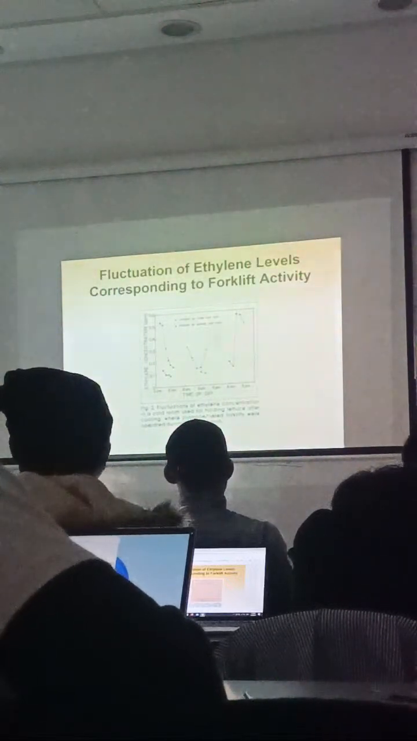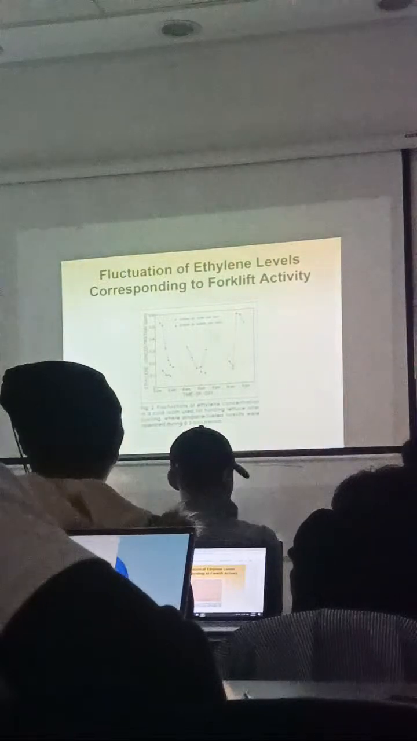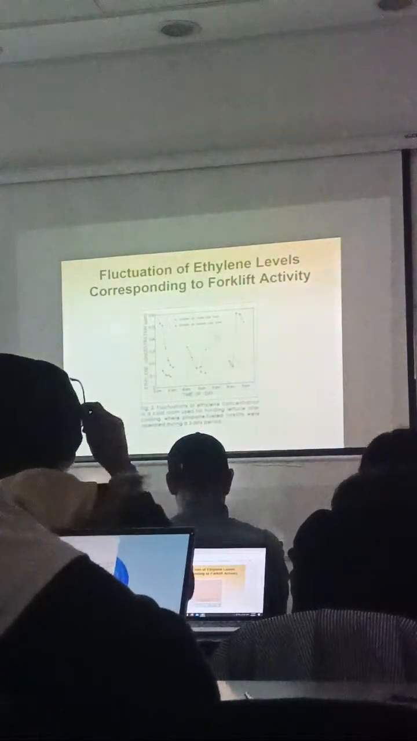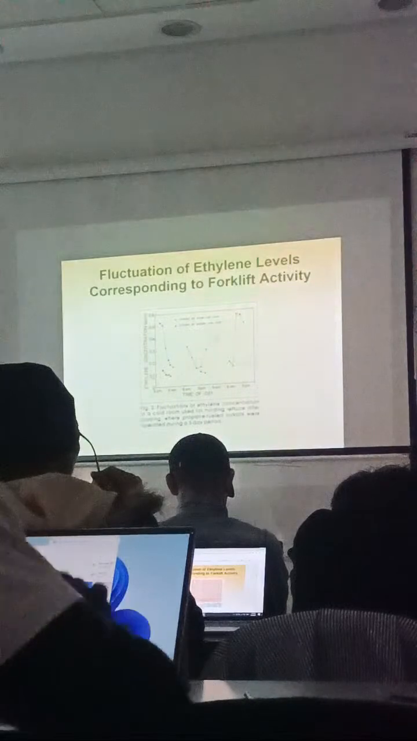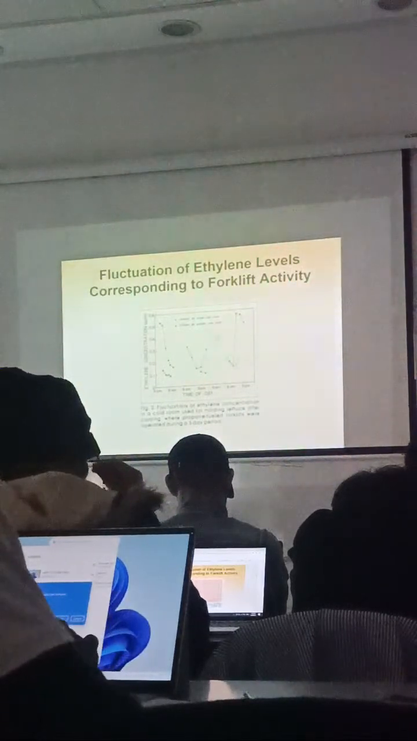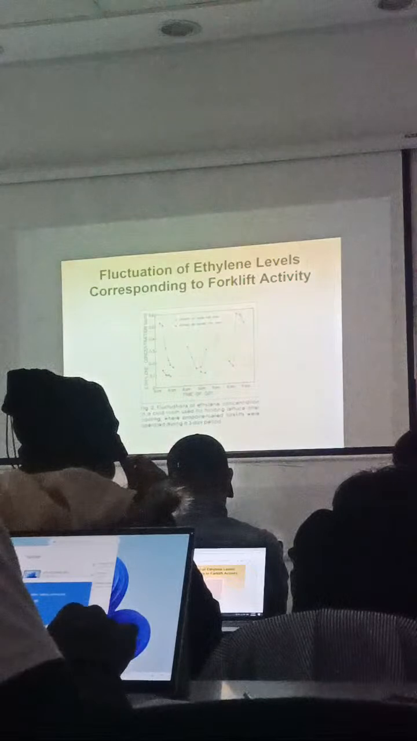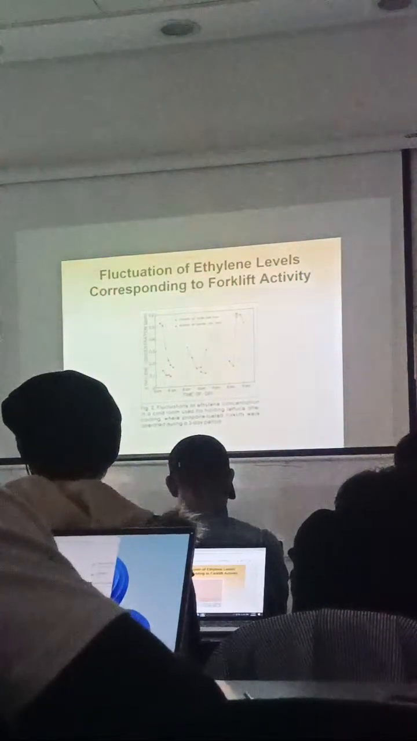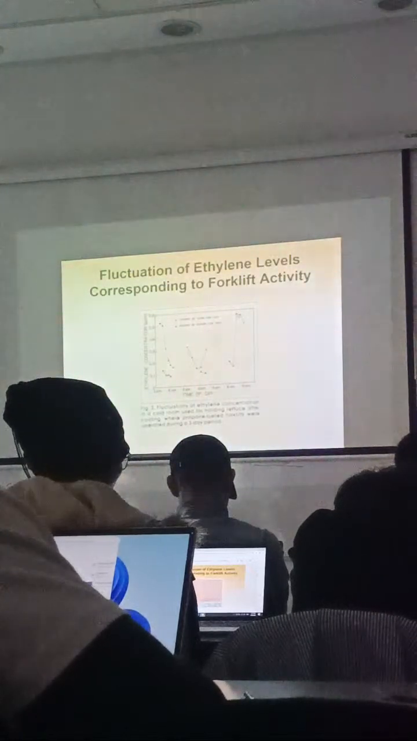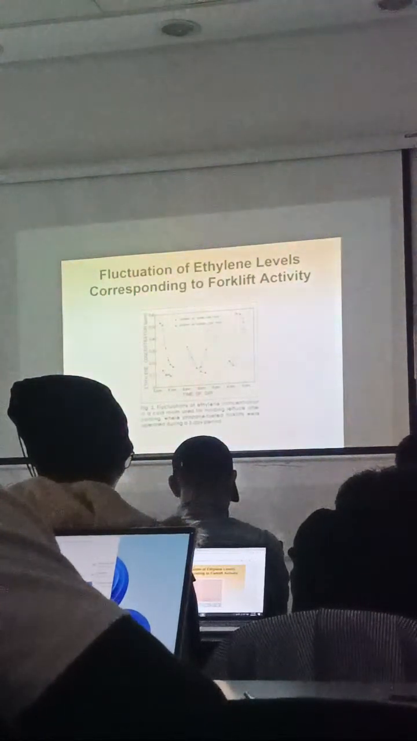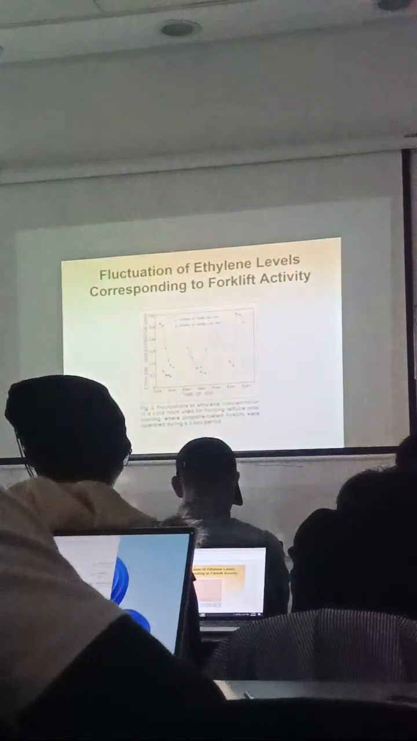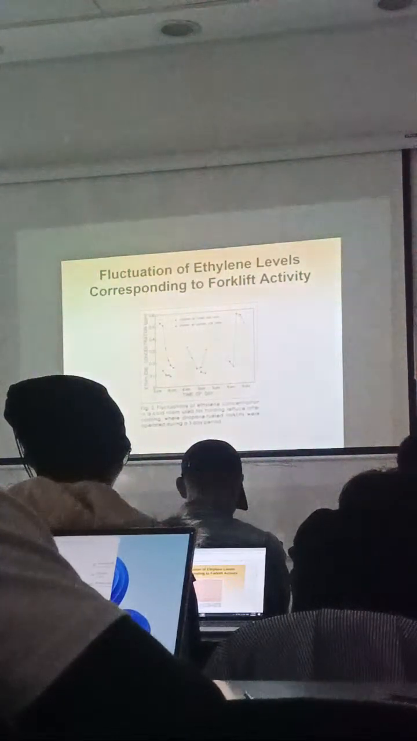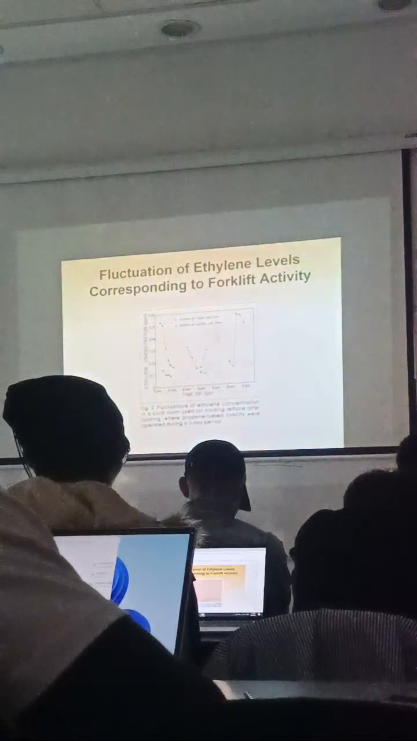So you can see here, in the packing house, at 6 o'clock in the morning, the level of ethylene, this is in ppm, is very low, 0.1 ppm. During the work in the packing house, it was going up to 0.6 ppm, and at night it was going down. Because of this graph, no packing house is allowed to use a gasoline forklift, only electric ones.